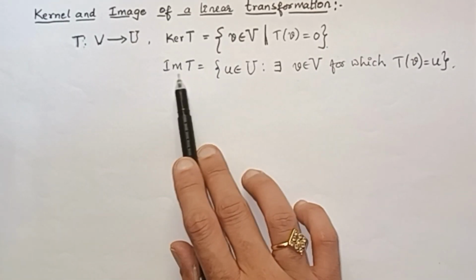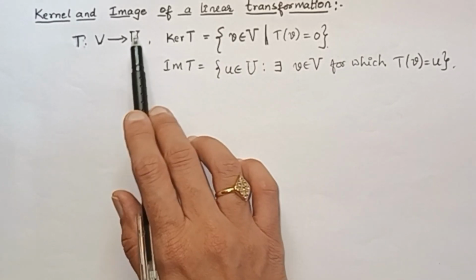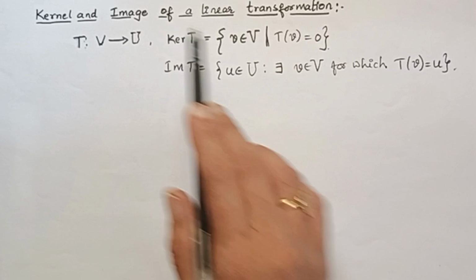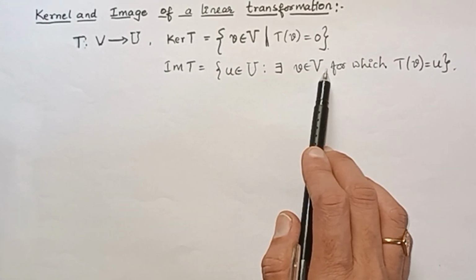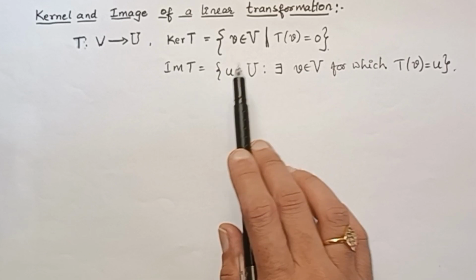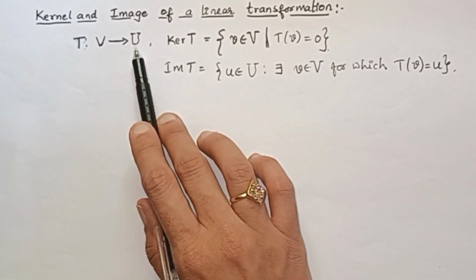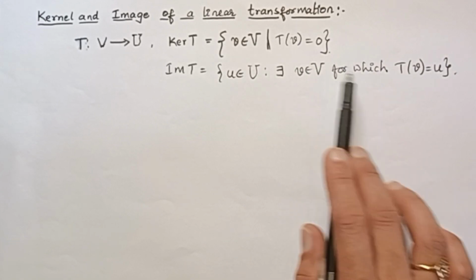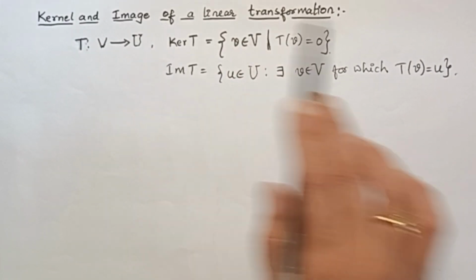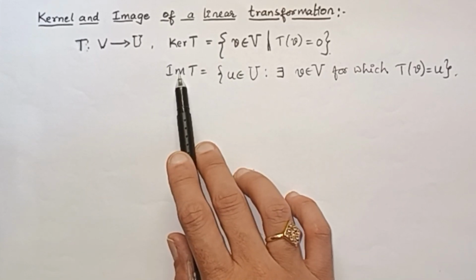Image of the transformation is nothing but the set of all u belonging to U, the vectors of the vector space U, such that there exists v belonging to V for which T of v equal to u. Means you have to collect all those images from this second vector space. Those images have some preimage in the domain. Such vectors form the image of the transformation.